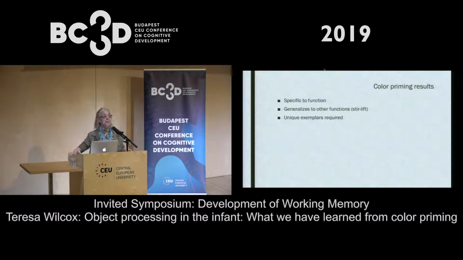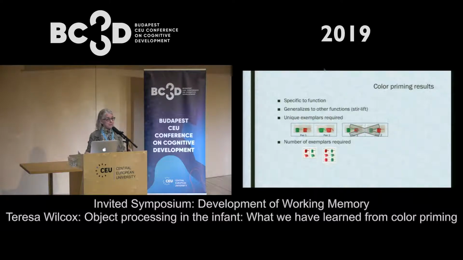We found that unique exemplars are required. So if you show 9.5-month-olds 2 pairs of pound-pour events, with 2 different pairs, you get color priming. If you show them 2 pairs of events with the same exemplar pair, you don't get color priming. So it requires a number of unique exemplars to get priming. Number of exemplars required: 9.5-month-olds succeed or individuate by color with 2 exemplars, younger babies, 7.5-month-olds, need 3 exemplars.